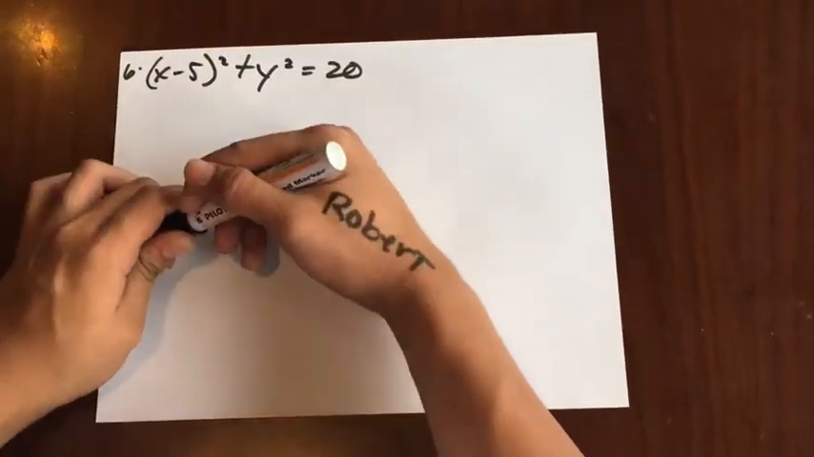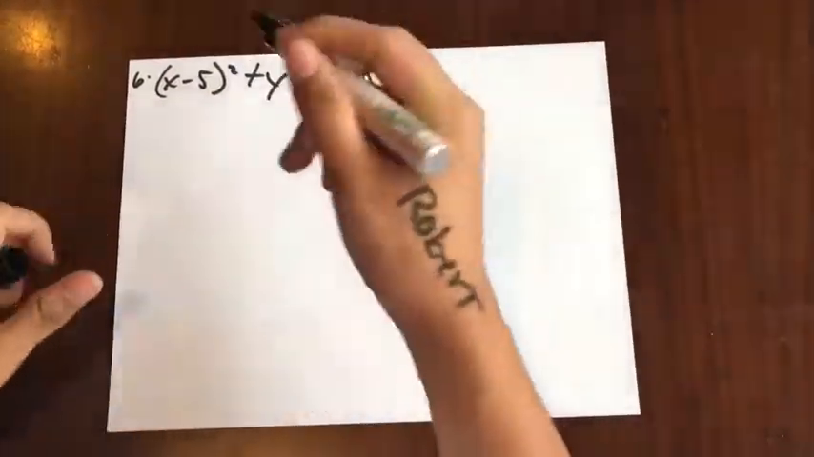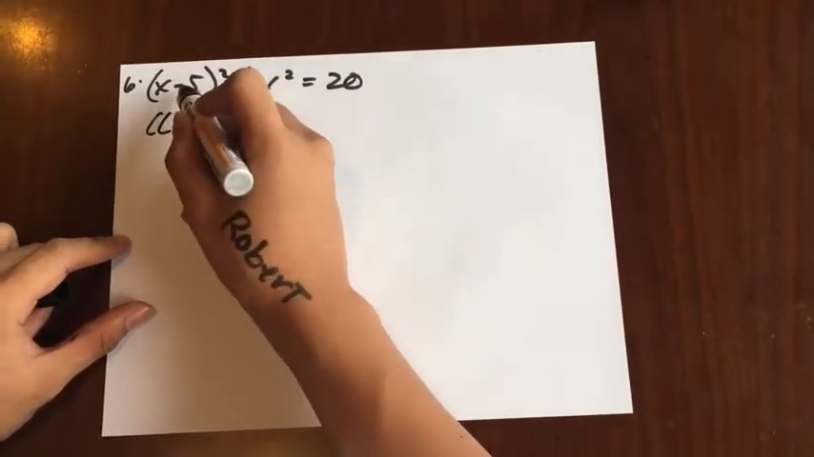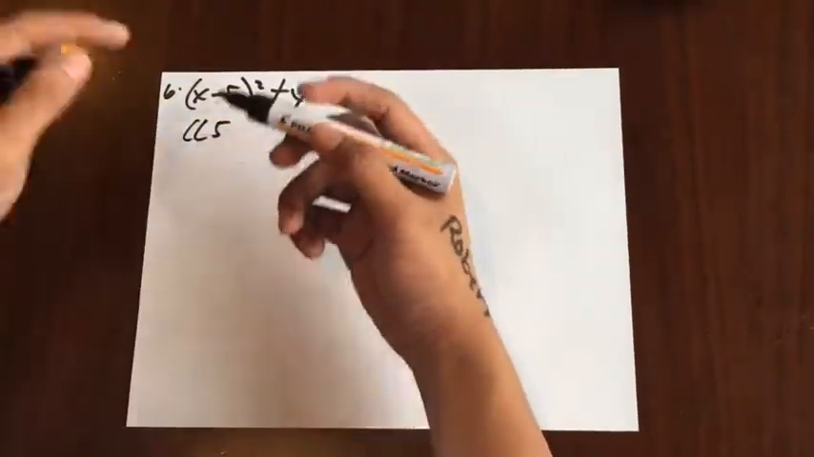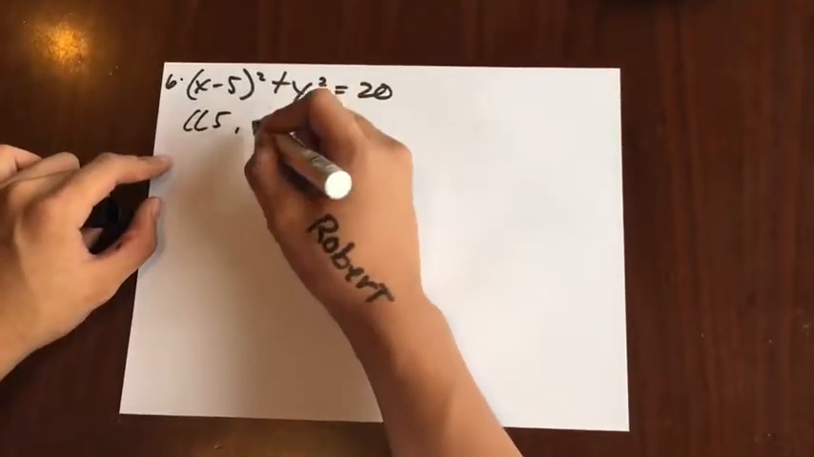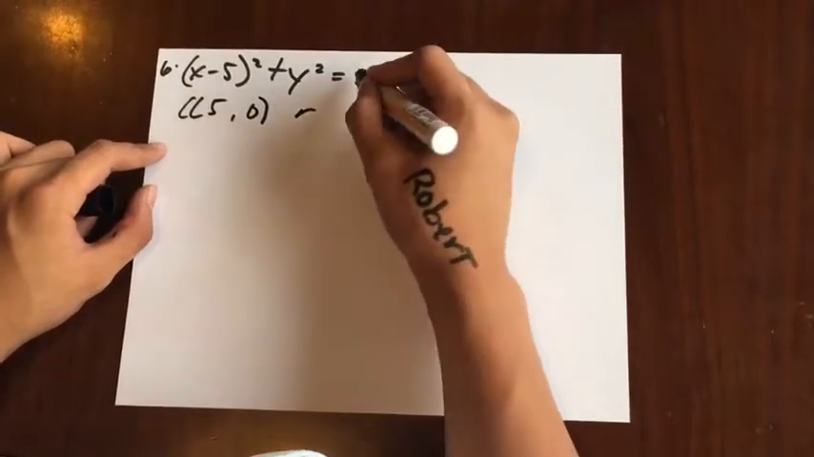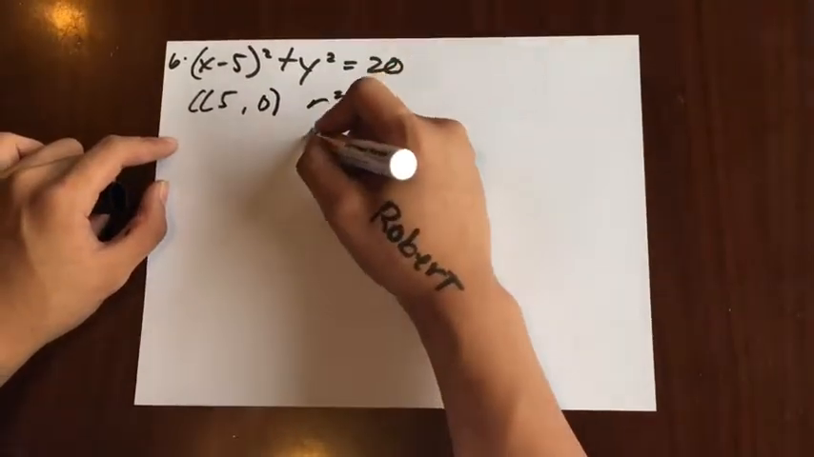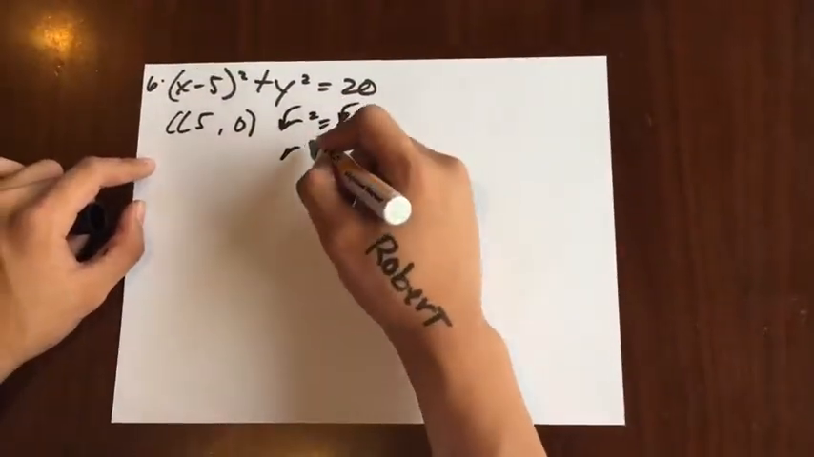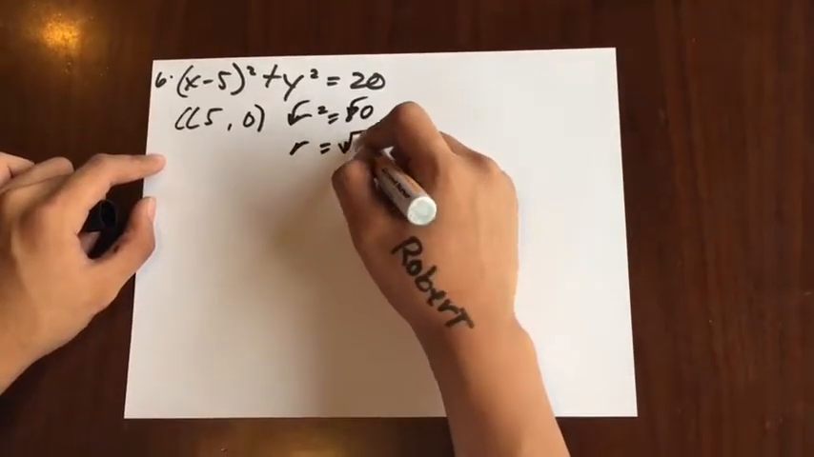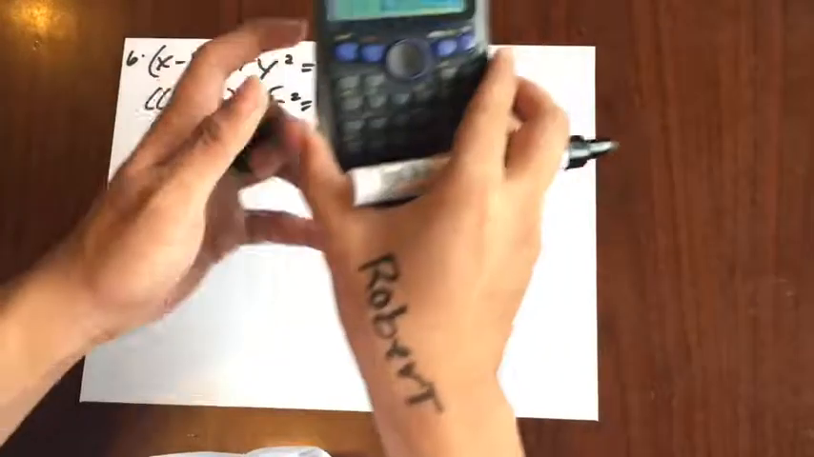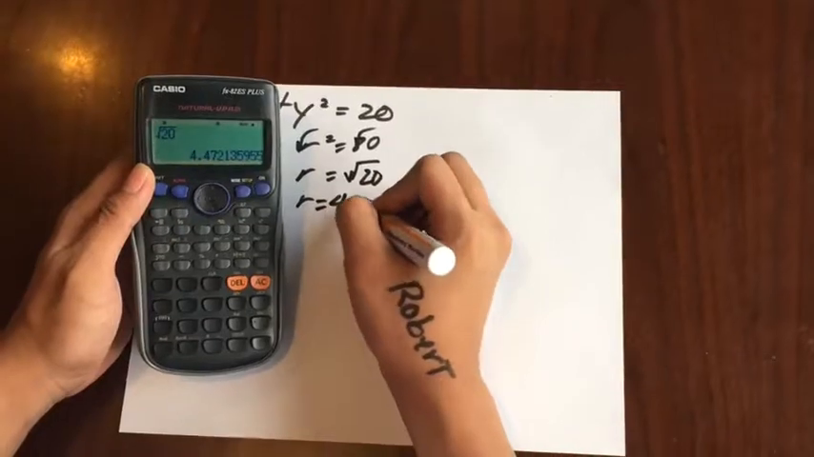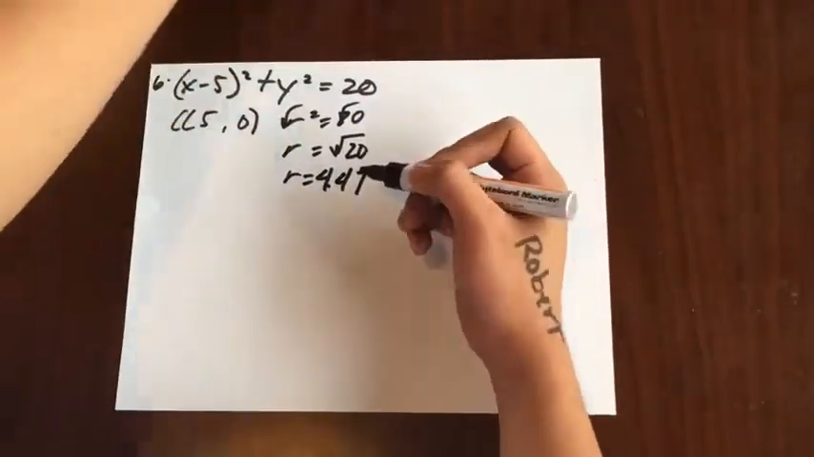So, ito na yung 6th example and last example natin. So, dito, yung h natin is 5. Dahil 5 siya kasi negative 5. Opposite, 5. Then, yung k natin is 0 kasi walang kasama si y. Yung r natin, square root lang. R squared is equals to 20. So, para makuha natin si r, square root natin both sides. R is equals to square root of 20 or lagay natin siya sa calculator. Square root of 20 is equals to 4.47. So, yun na yung r natin.